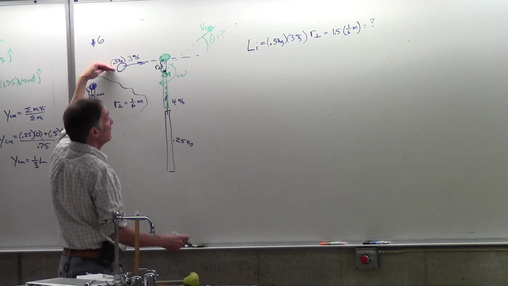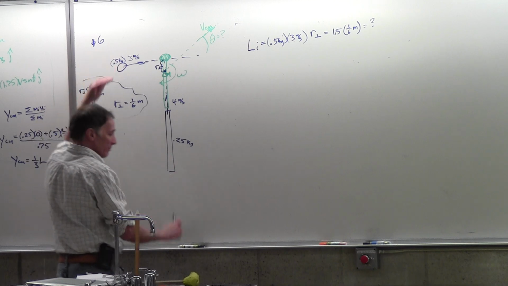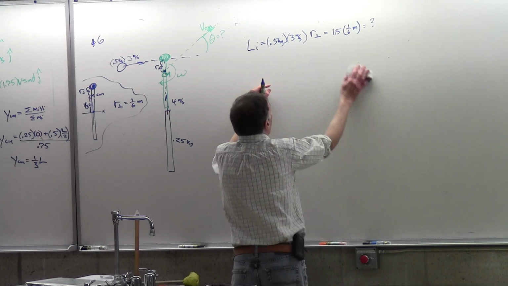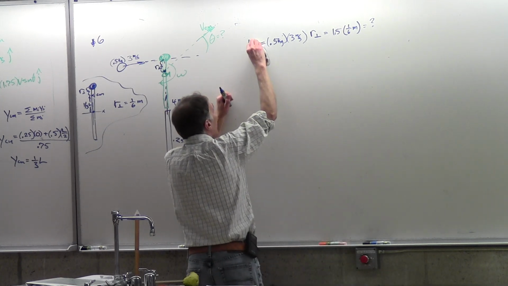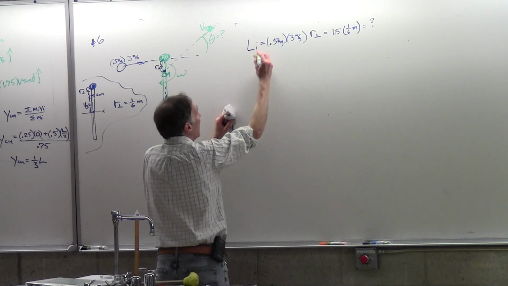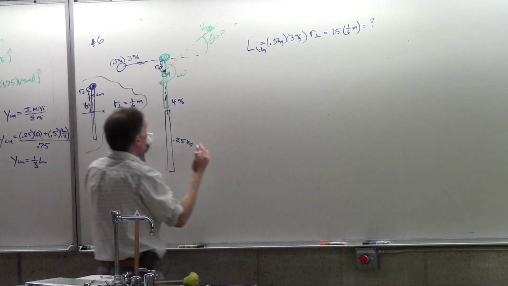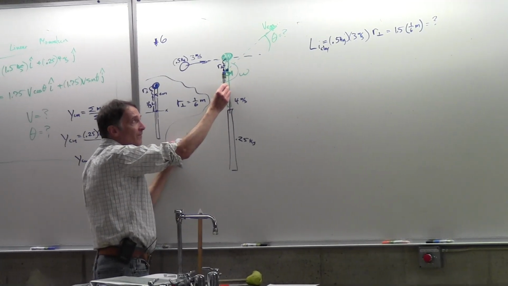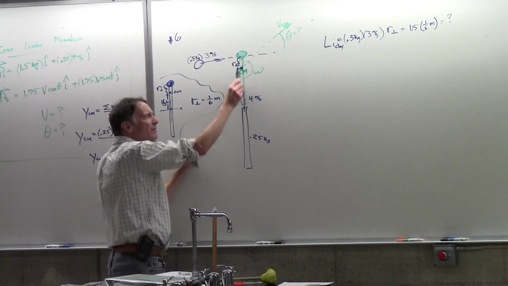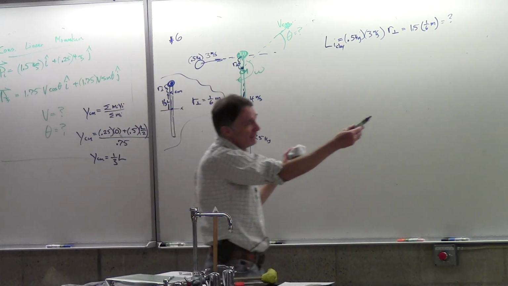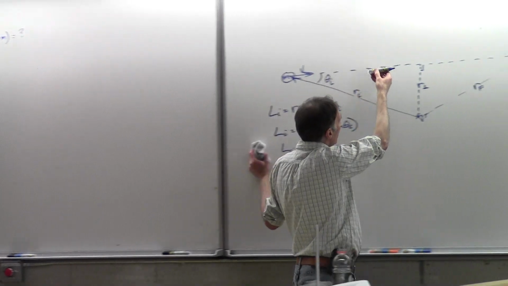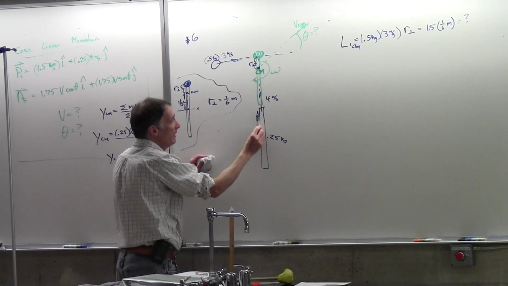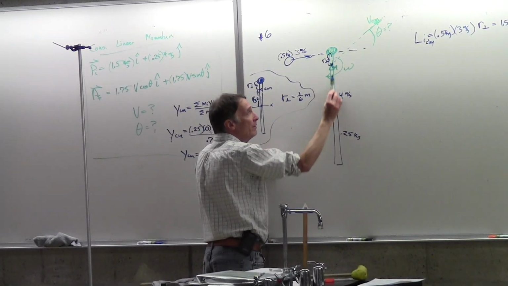Okay, this is just L initial of the clay. What about the meter stick? It's coming in here too, isn't it? Ooh, yeah, it doesn't have any angular momentum. Now it's traveling in a straight line like this, but we would take it as mv times r perpendicular. What's its r perpendicular? Well, it's going right through that point.